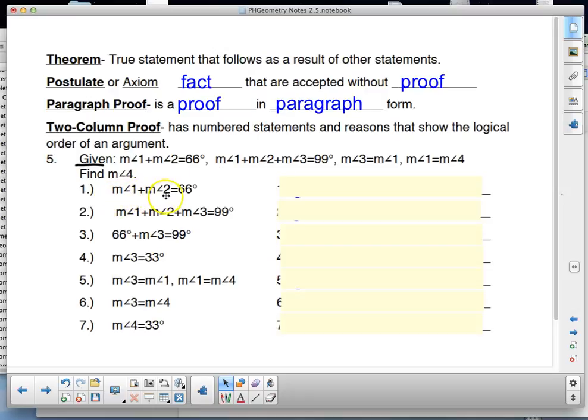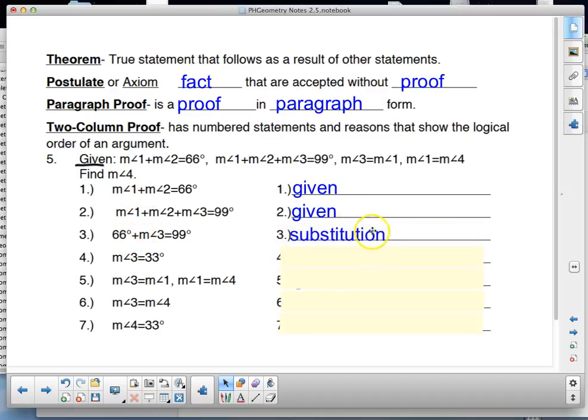The measure of angle 1 plus the measure of angle 2 equals 66, that was given information. And so was the measure of angle 1 plus the measure of angle 2 plus the measure of angle 3 equals 99. But I combined those two, where I saw the measure of angle 1 and the measure of angle 2, I placed 66. Well, to go to line 3 with these two, I just substituted, so it's substitution property of equality, and substitution is only a property of equality. You cannot use it in congruence. And now if I subtract 66 from both sides, I'll be able to get the measure of angle 3 equals 33 by subtraction property of equality.